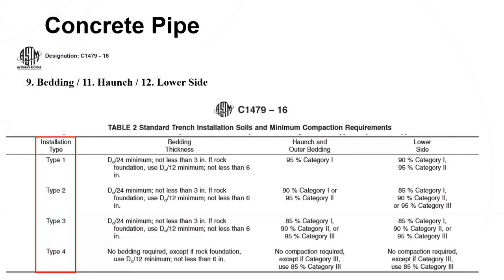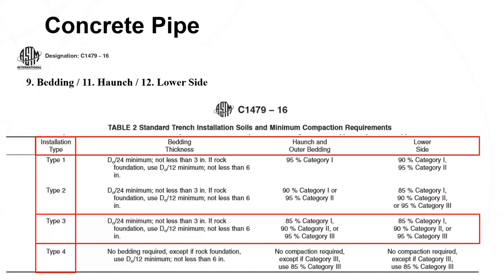So those are the differences, just high level. Obviously, go back and watch the previous webinar if you haven't had a chance, to make sure that you understand the different types of installation. And then along the top here, you've obviously got your bedding thickness, your haunch and outer bedding, and your lower side. If we use a typical type 3 installation, if you notice, this has your category 1, which is your really good material, your type A1, A3 materials, compacted to 85%. You've got, this is on your haunch, outer bedding, and your lower side there. For category 2, which is maybe your lower grade material, slightly lower grade, that's a 90% compaction.